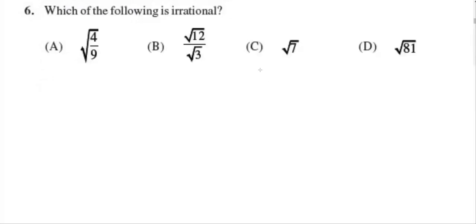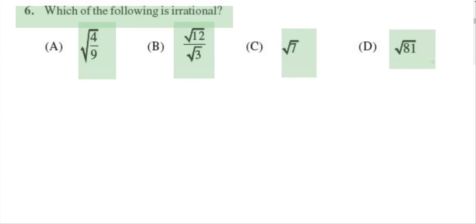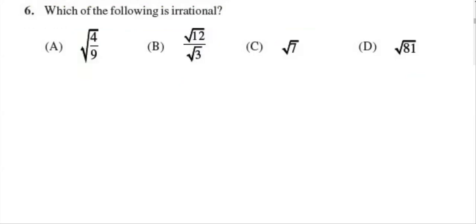In question number 6, we are asked which of the following are irrational. So we have to check which of these numbers are irrational. Let's do it one by one. The first one is under root 4 by 9. As we know, under root 4 is 2 and under root 9 is 3. So you can say its reduced form is 2 by 3, which is rational.